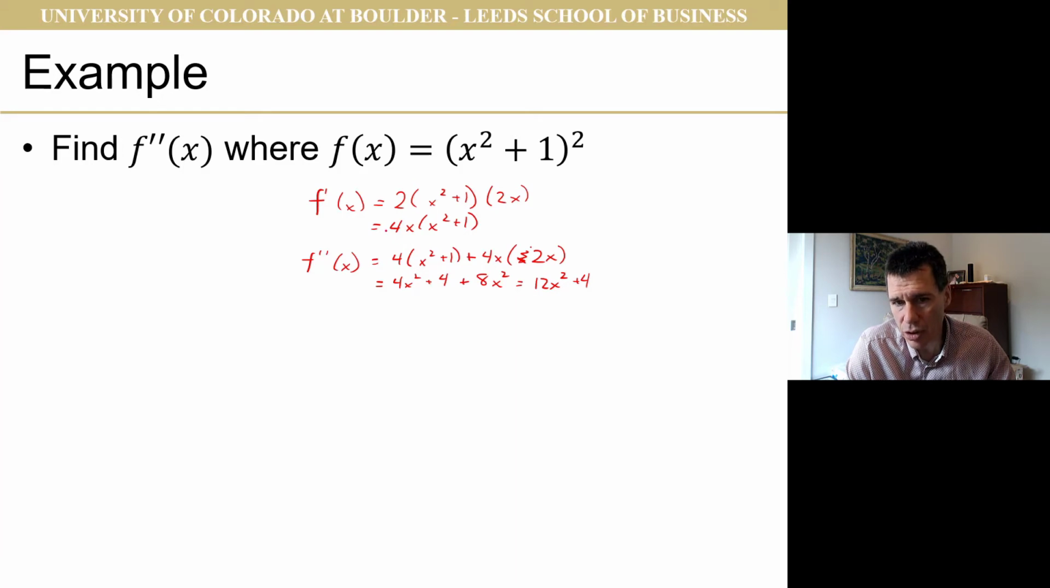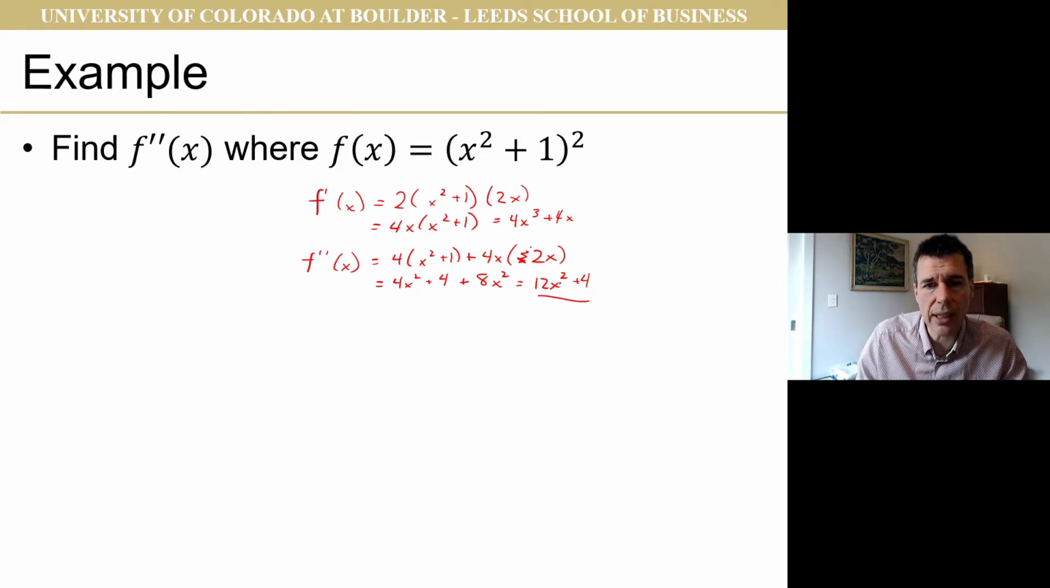And let's just look for a second here. If I multiplied this one out, we would have had 4x cubed plus 4x. The derivative of this function, the derivative of 4x cubed, is 12x squared. The derivative of 4x is 4. So either way, we got the right answer. When we're taking a second derivative, all we're doing is taking the derivative and then taking its derivative.